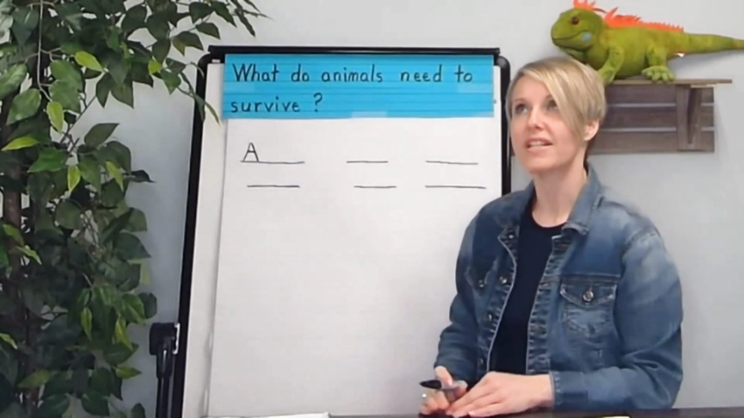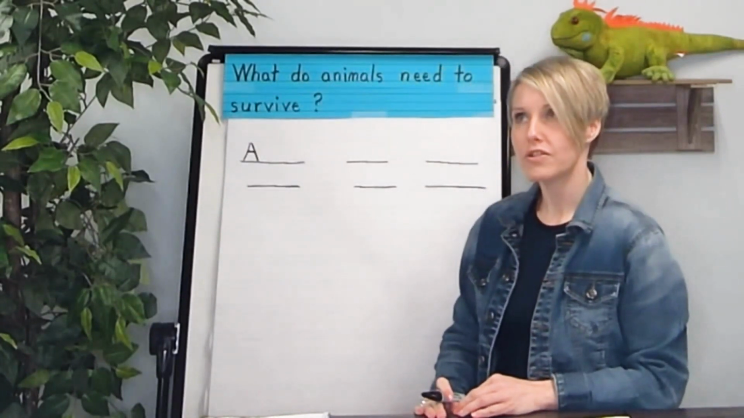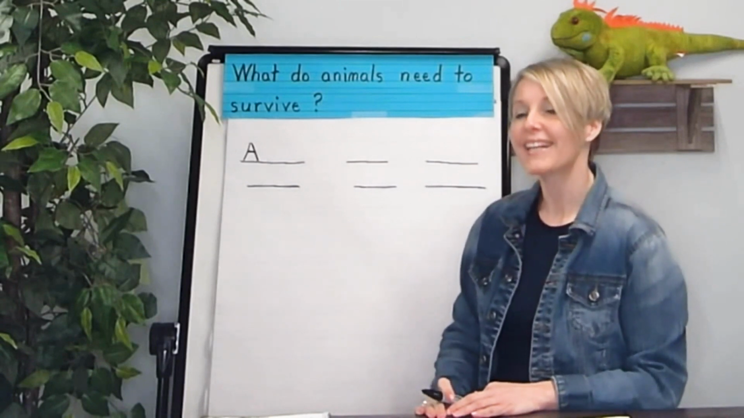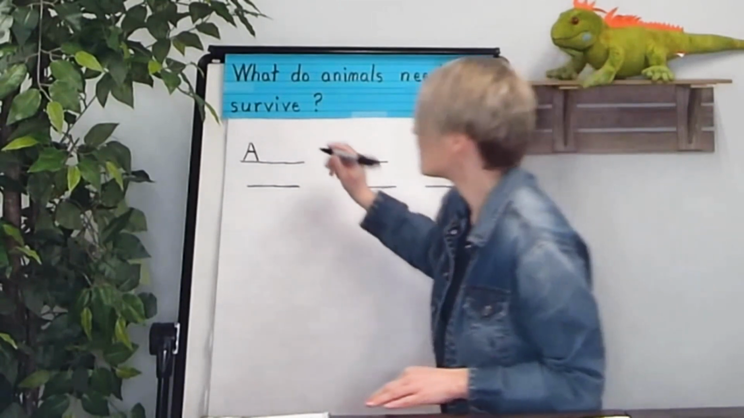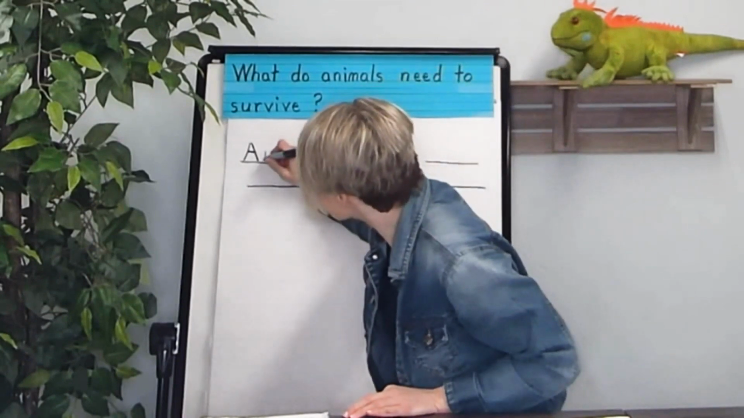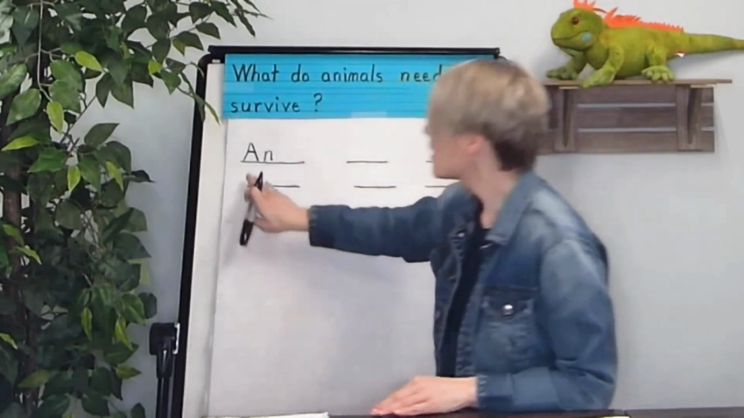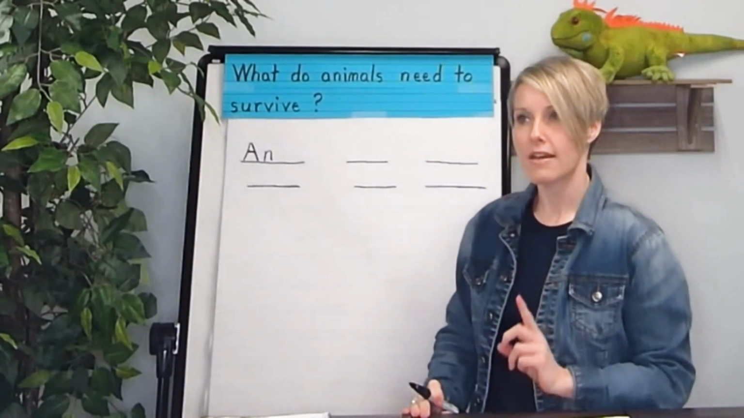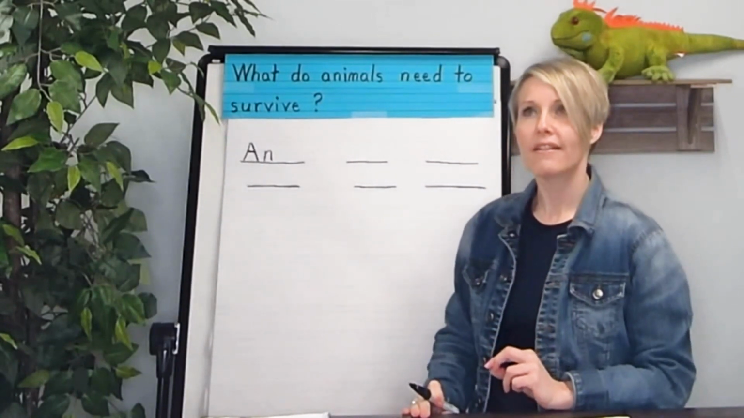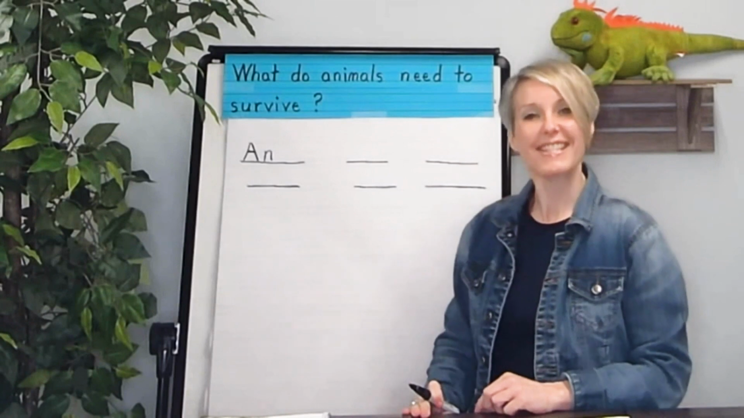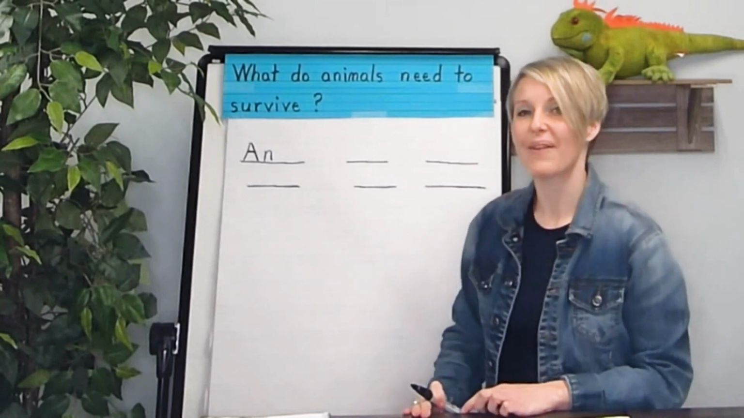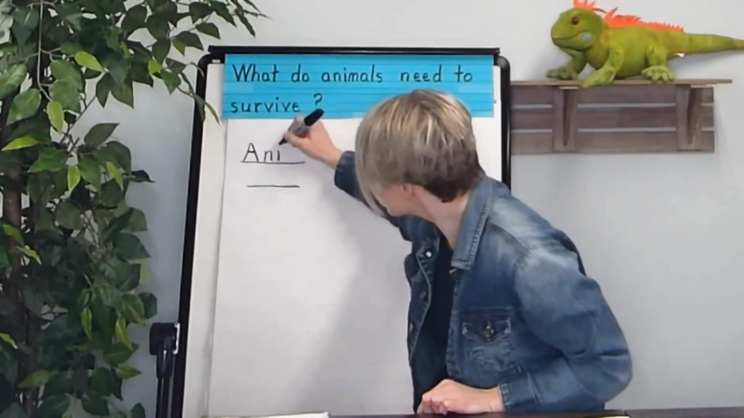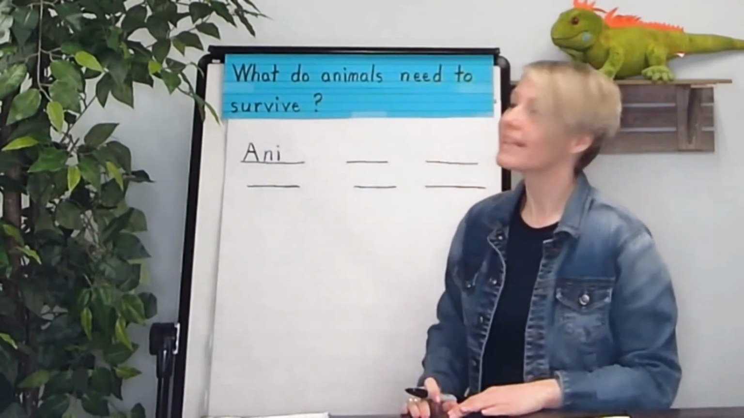Our next sound is... What letter makes that sound? N. You're right. Watch how I make the letter N. Little line down, up and around. And... I. That's a vowel. It's the letter I. Watch how I make a lowercase I. Little line down and a dot on top.